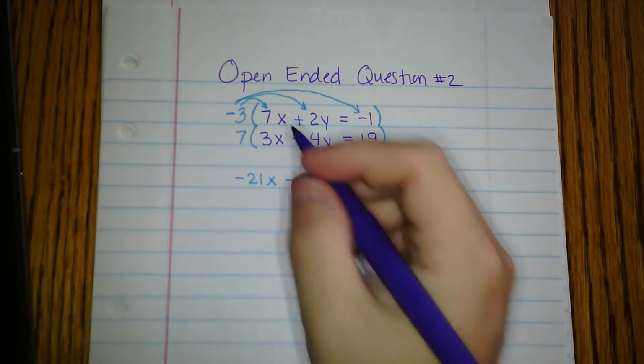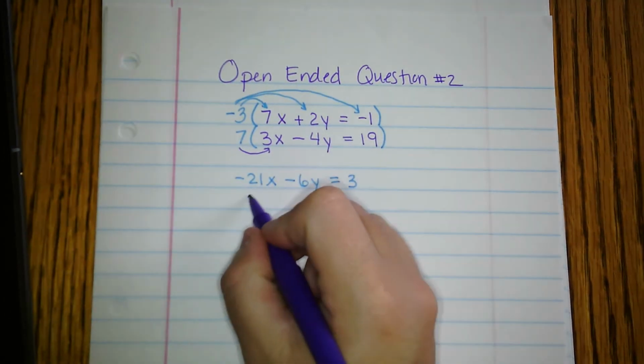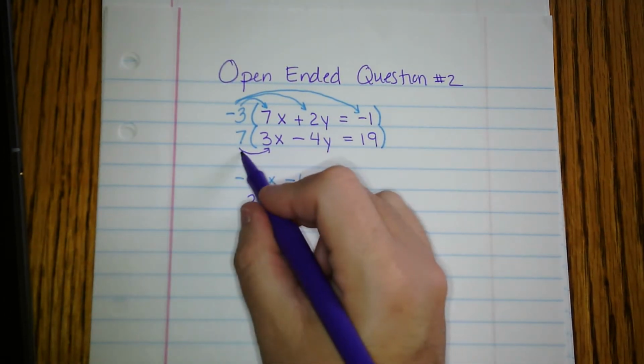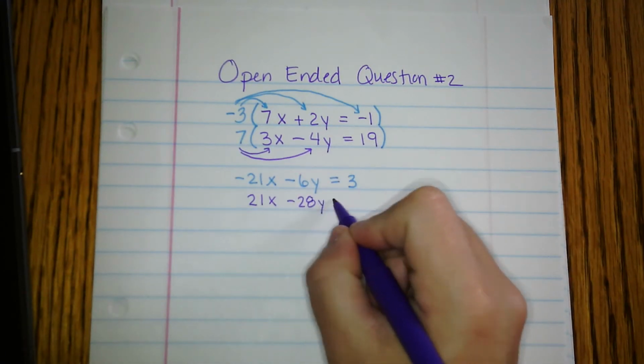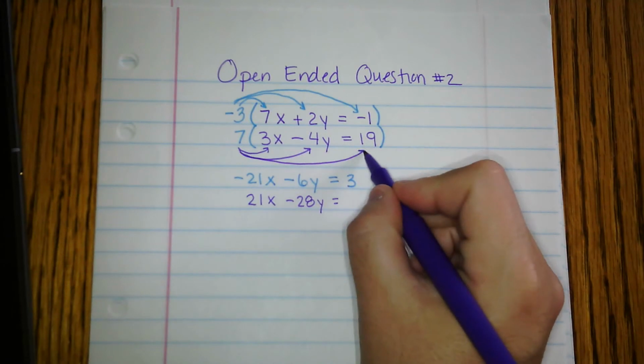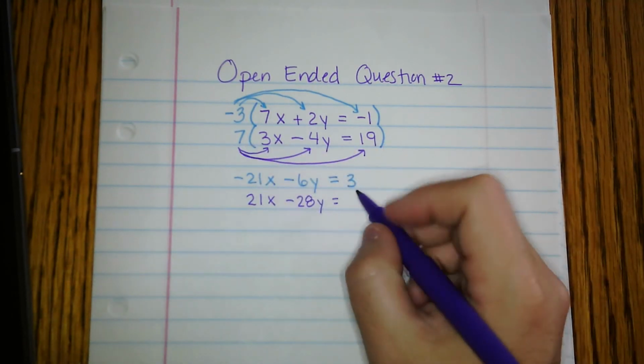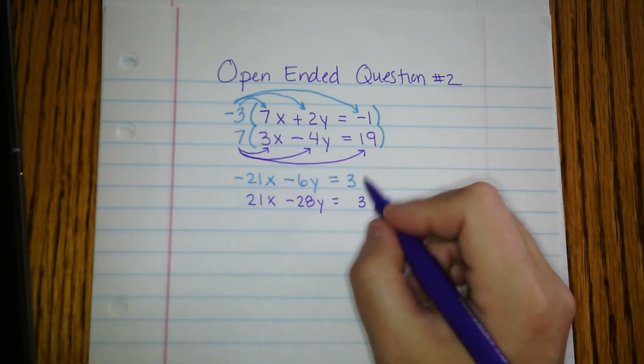In the bottom equation, I'm going to take the 7 times 3x, which is positive 21x, the 7 times negative 4y, which is negative 28y, and I need to do 7 times 19. Doing a little fast math in my head, 133.